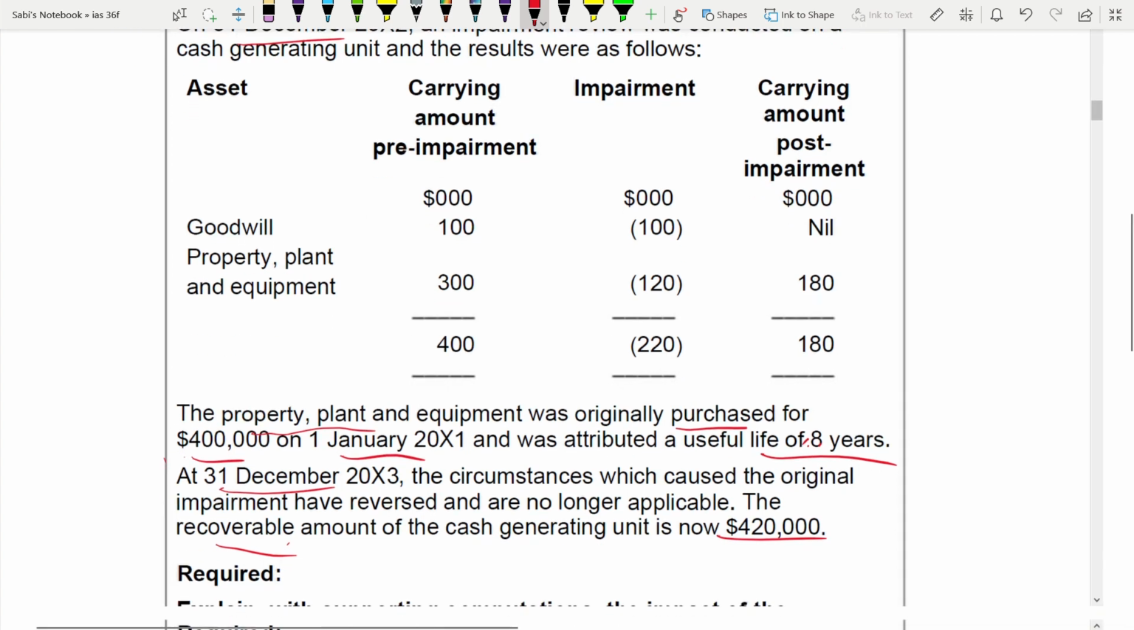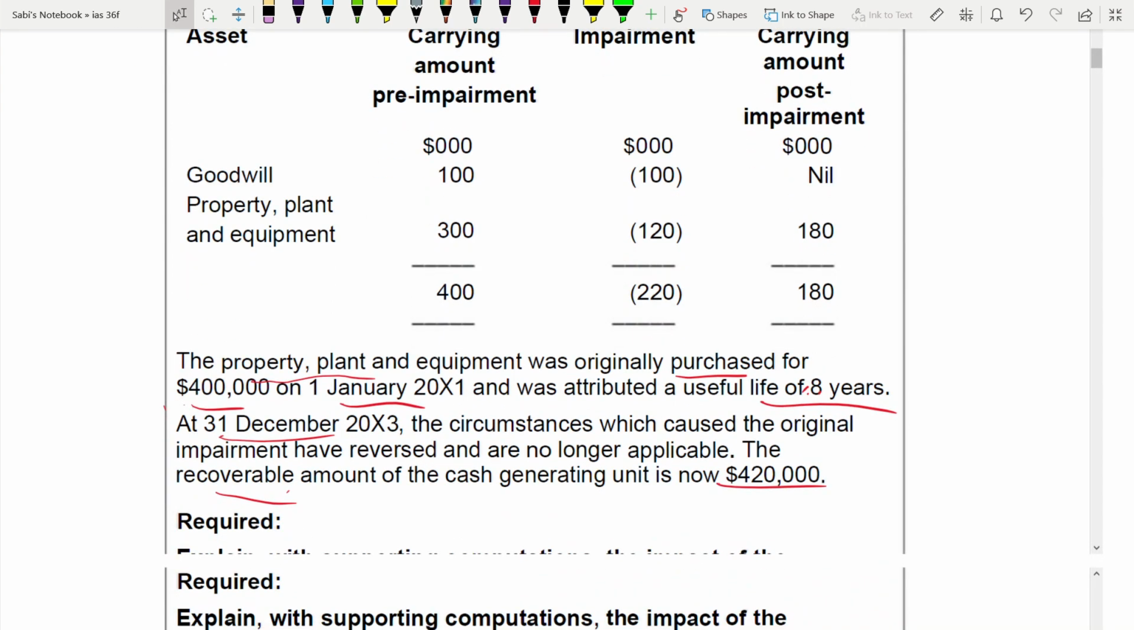So now, when you answer this, you have to start in order. First, start with the goodwill. Why? Because it is easier to start with the goodwill. Goodwill has nothing to do. You cannot reverse any impairment loss against goodwill. That's why goodwill impairment cannot be reversed.